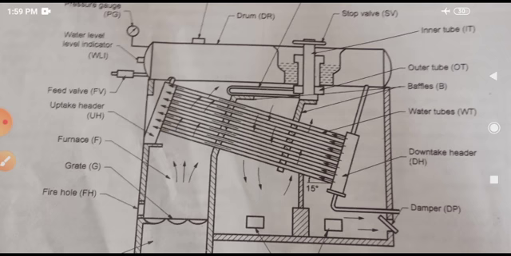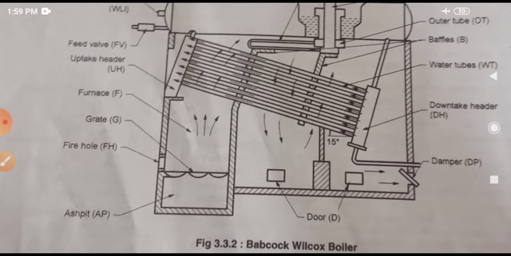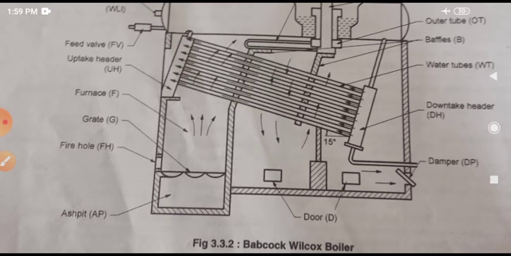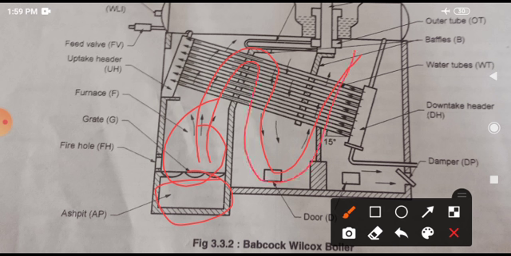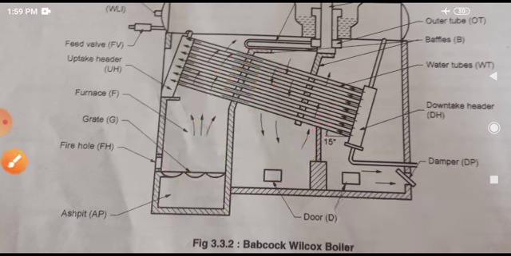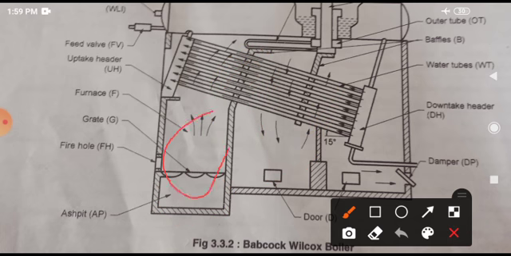You see all the components one by one. Okay, the ash pit is here. That means fuel is burnt, and you can see the flue gas cycle here. In this way the flue gases pass by, heating the water. The fuel is burnt over here on the grate, that means there is a mesh of metal on which the fuel is kept and burnt.